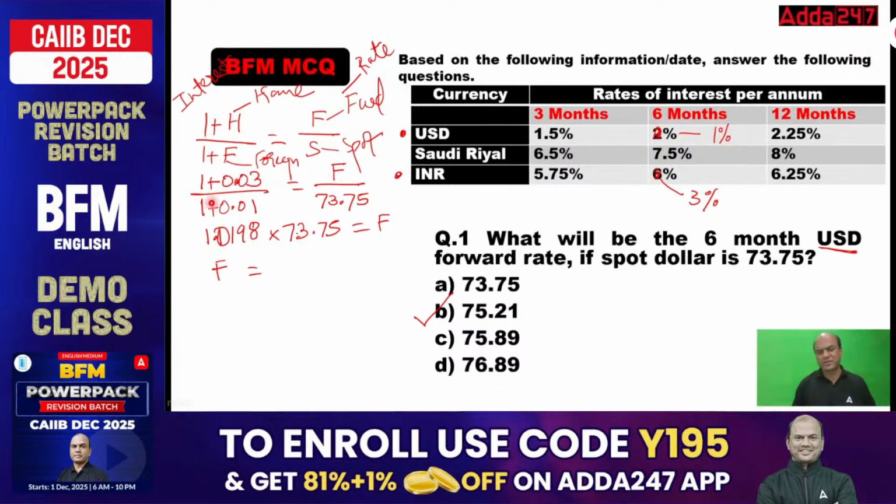Now it's very simple. You only have to remember this formula. At any cost you have to remember this formula. Got it everyone? Now you do the calculations. Everyone do the calculations and tell me whether you are getting the same answer.